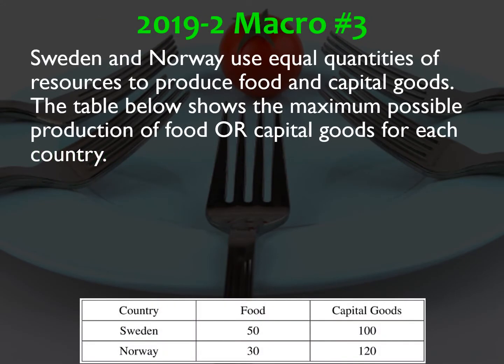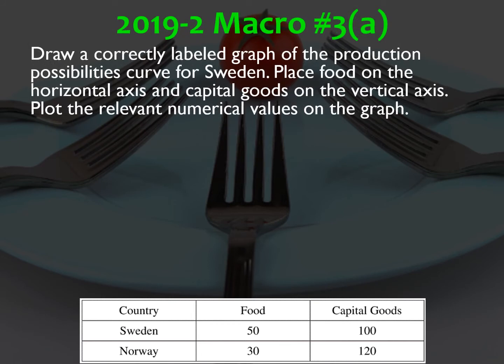Number 3, Sweden and Norway use equal quantities of resources to produce food and capital goods. The table below shows the maximum possible production of food or capital goods for each country. Part A, draw a correctly labeled graph of the PPC for Sweden. Place food on the horizontal axis and capital goods on the vertical axis. Plot the relevant numerical values on the graph.